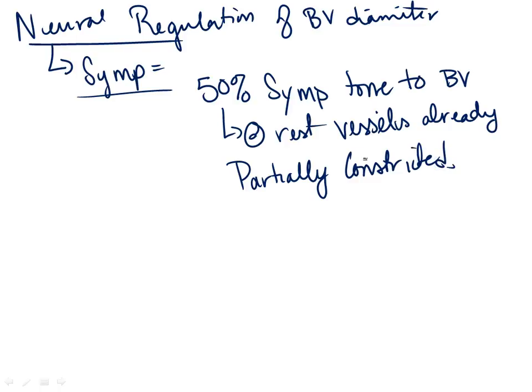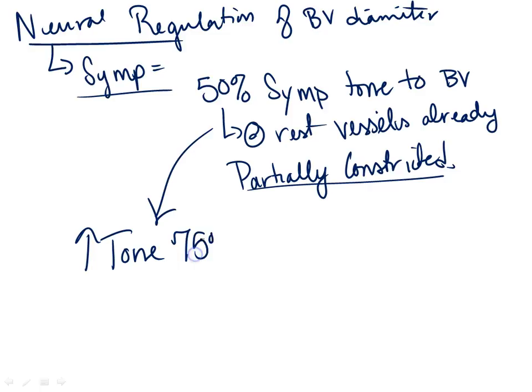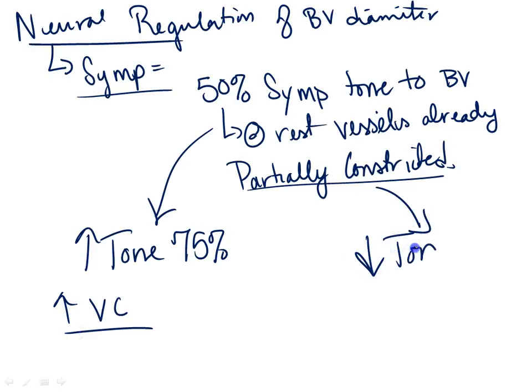Now, since they're partially constricted, what we can do is increase that tone to, let's say, 75%, which would cause increased vasoconstriction. Whereas on the opposite, we could decrease that tone to, say, 25%, which would cause vasodilation. And this is how we neurally regulate blood vessel diameter.